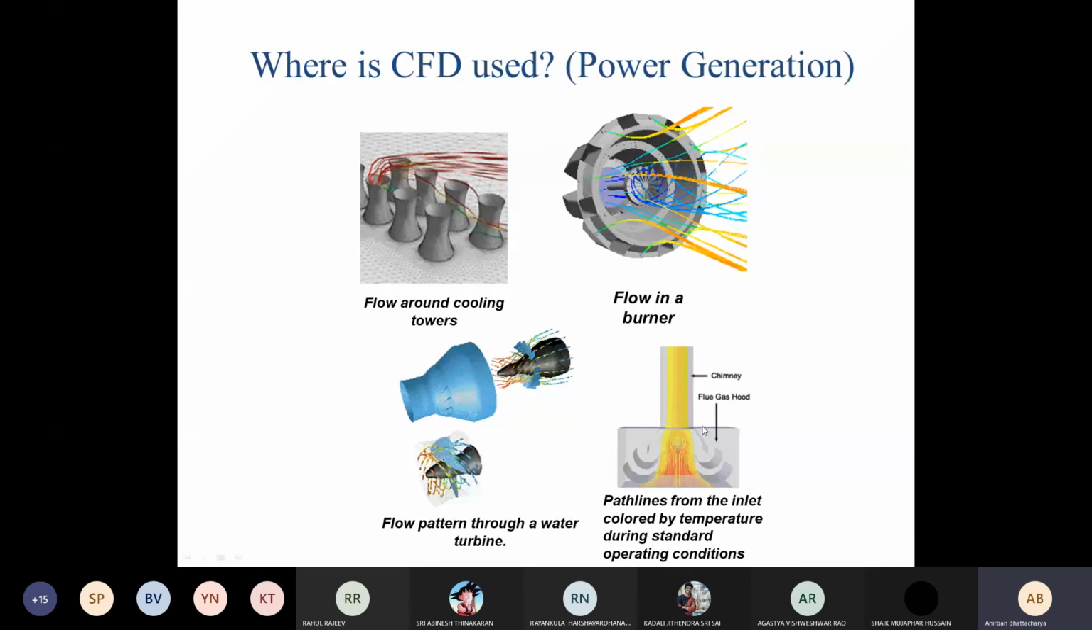Combustion products are known as flue gases. So flow of the combustion products. All this can be calculated nowadays using CFD. Then flow within the cooling tower. All this can be calculated using CFD and is done using CFD. Very important.